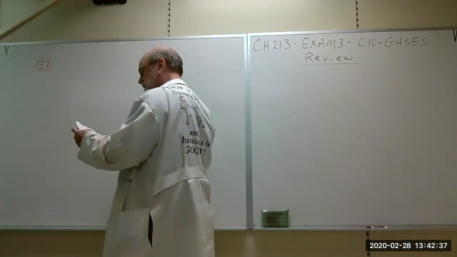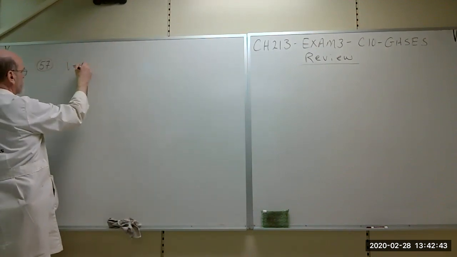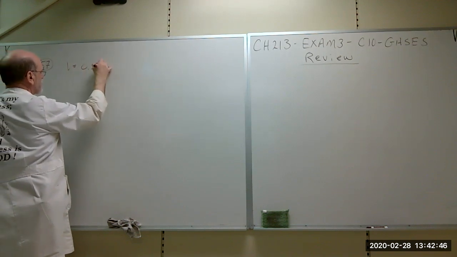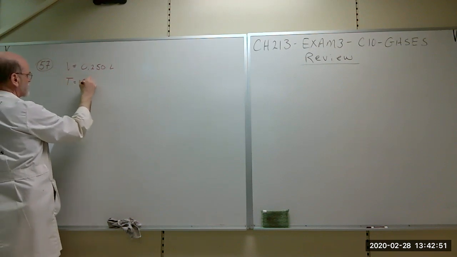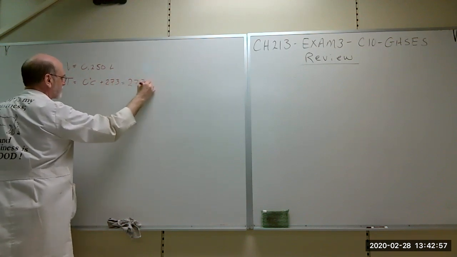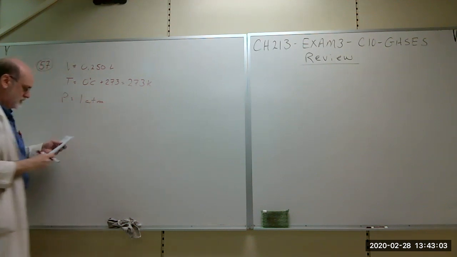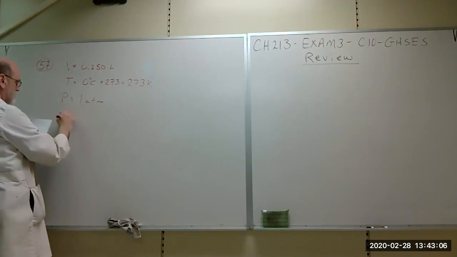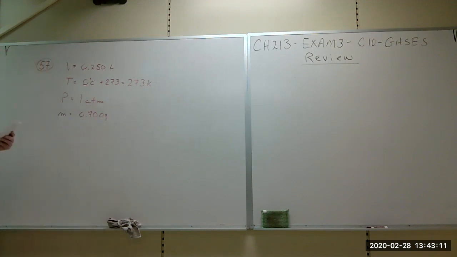Let's see, we find 250 milliliters of gas at STP. The volume is 250 milliliters or 0.250 liters. At STP, temperature, 0 degrees, and pressure, 1 atmosphere. It has a mass of 0.7 grams. What's the molar mass? Oh, this is too easy. We've already done one like that, haven't we?